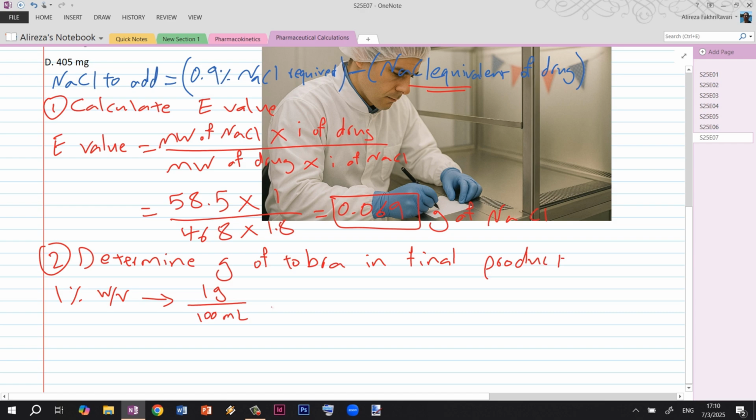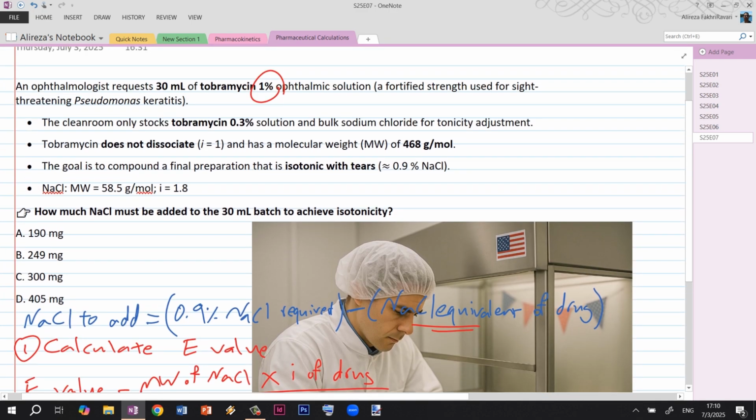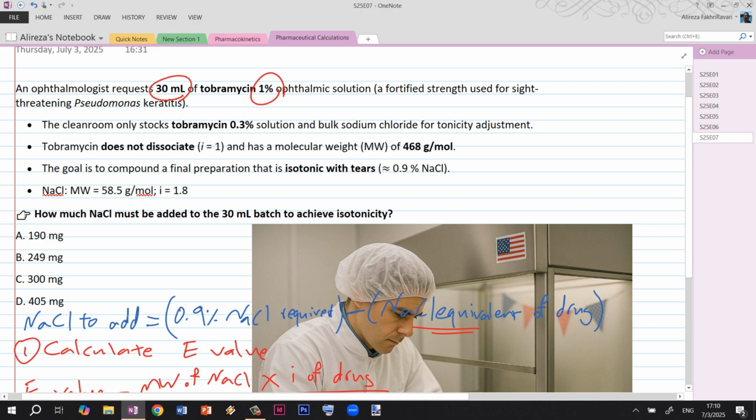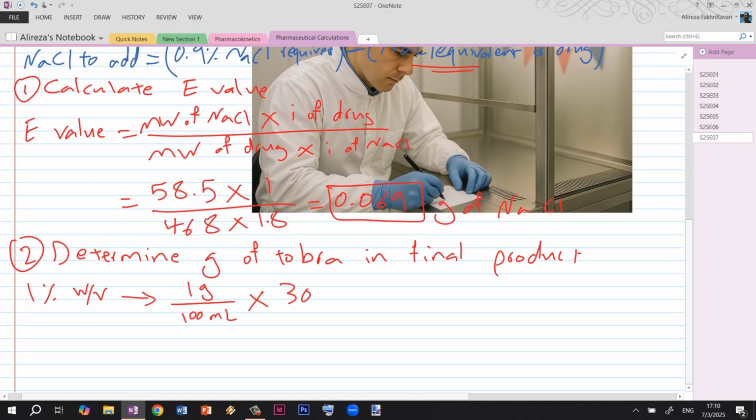So you translate this into 1 gram of tobramycin per 100 ml of solution. And then you use this to see how much you will have in your final product, which is 30 ml, because the problem tells you they're requesting 30 ml of this solution. So you multiply by 30 ml, and that will give you how much tobramycin will be in your final product. So this essentially will be 0.30 grams of tobramycin.